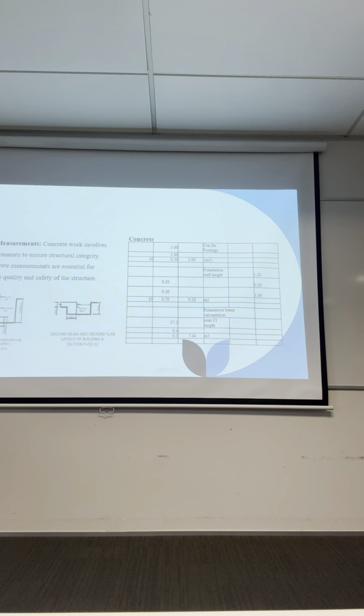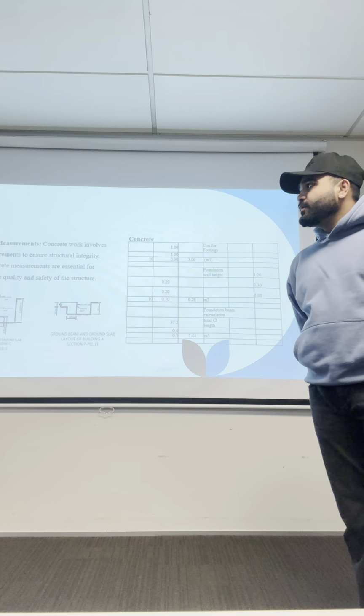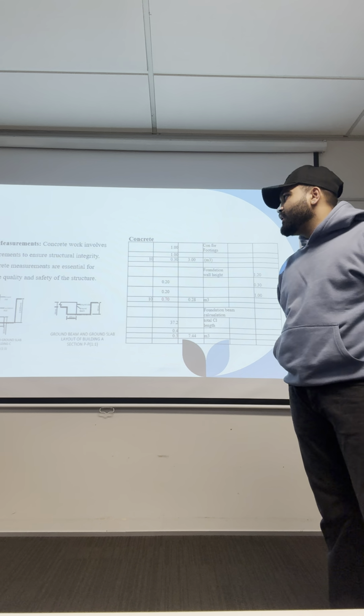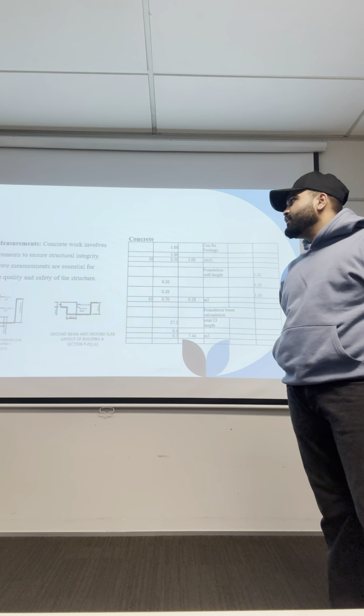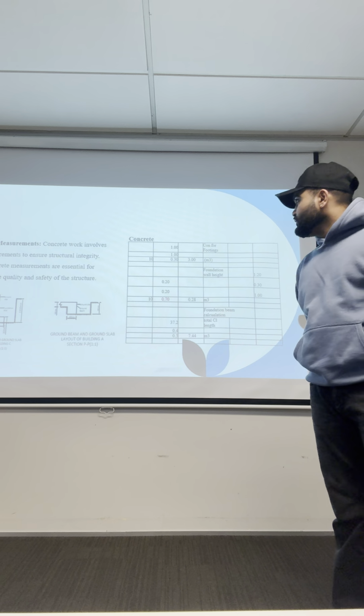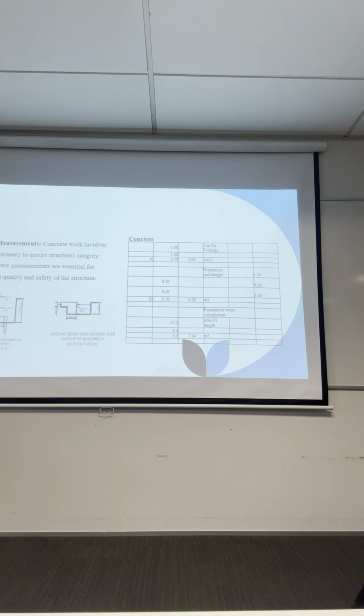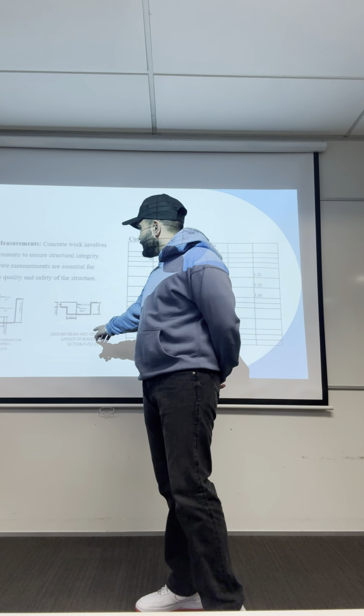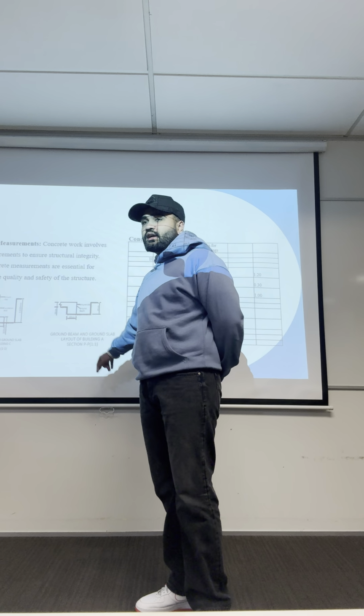The third one is concrete measurement. This one is also very important. Concrete works involve precise measurement to ensure structural integrity. Accurate concrete measurements are essential for maintaining the quality and safety of the structure. We measure the concrete in meter cube. So this is the structure of the ground clearance, and how to measure the concrete.